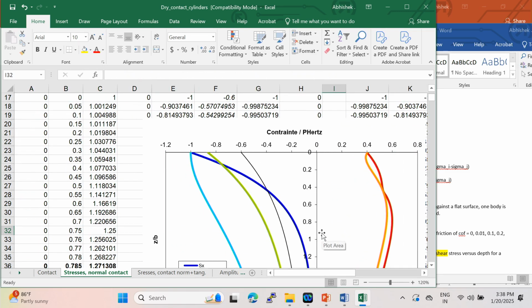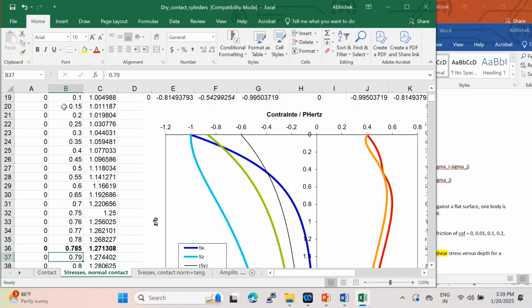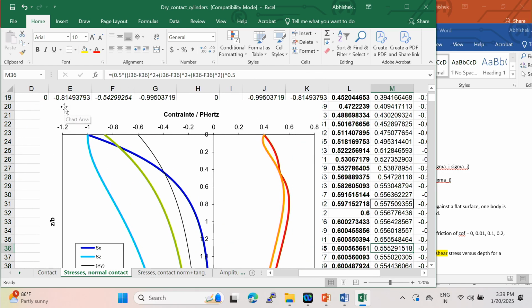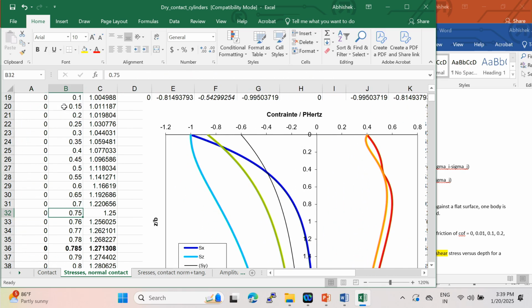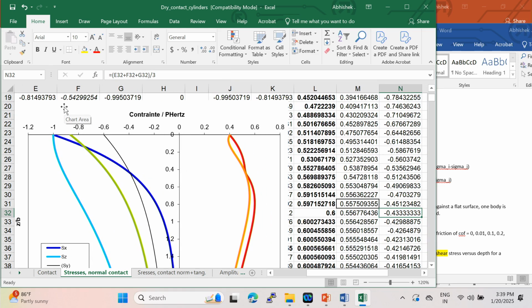Why the depth? Okay, this is this one. Okay, then it should be 0.785. No, it's this one. Okay, 0.75 times the contact half width.